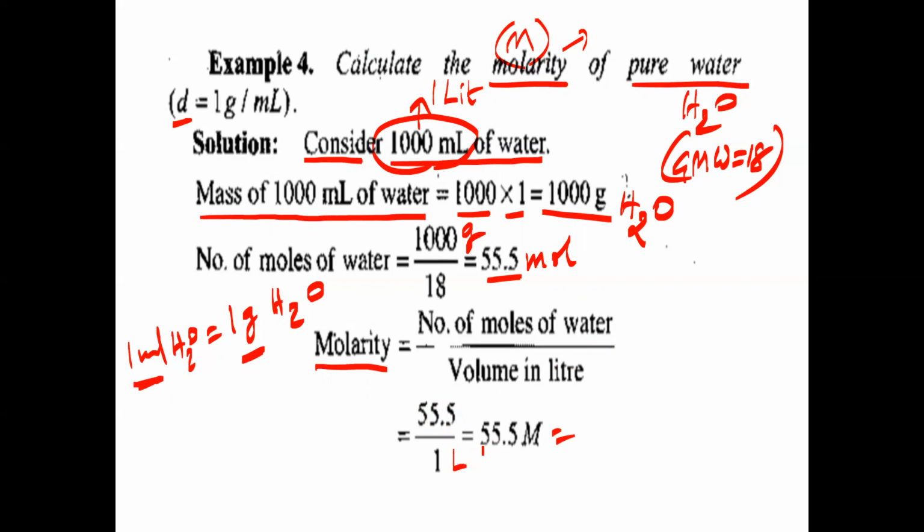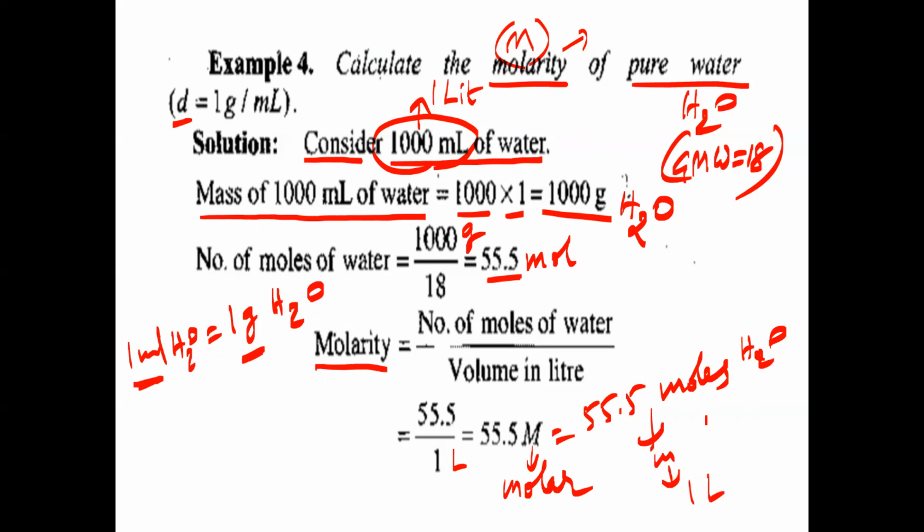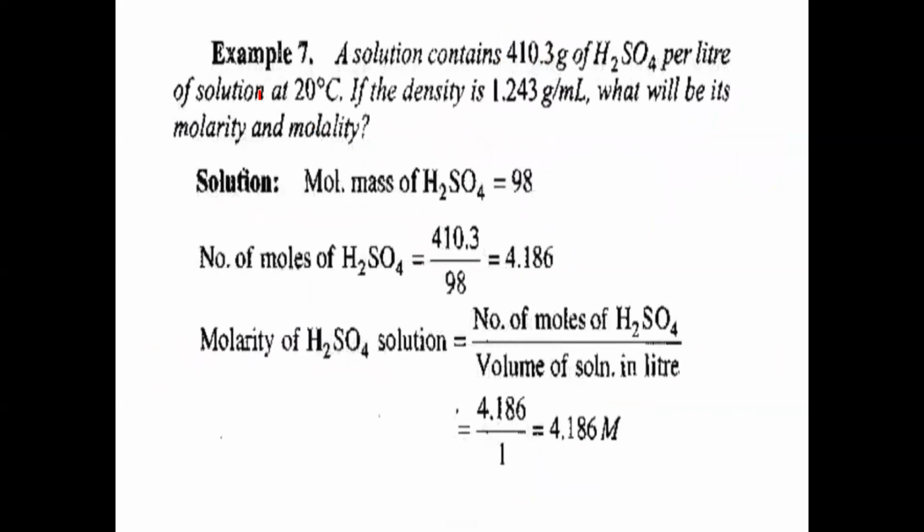So how do we say this? 55.5 molar. M is read as molar. So it is a 55.5 molar solution of water. That means 55.5 moles of H2O in 1 liter. In 1 liter of pure water, how many moles of H2O are there? 55.5 moles of H2O are present. Is that clear, ma'am? Keep this concept in mind.